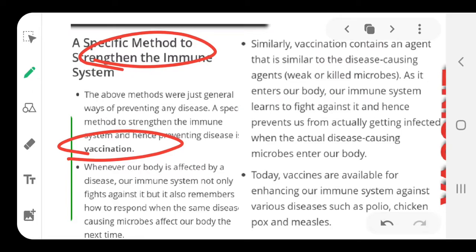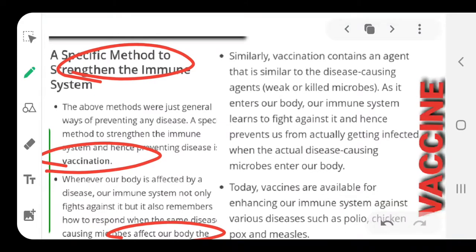Okay. And whenever our body is affected by disease, the immune system, as I have told you, fights against it, and the question is that they remember the same microbial flora. If it attacks you again in future, they are ready for fighting the infection. So the immune system is strengthened or bolstered by a mechanism called vaccination.